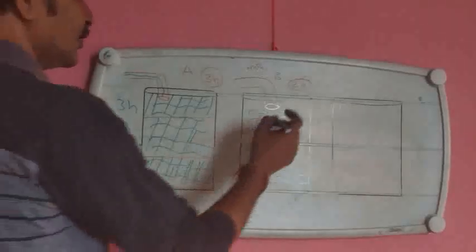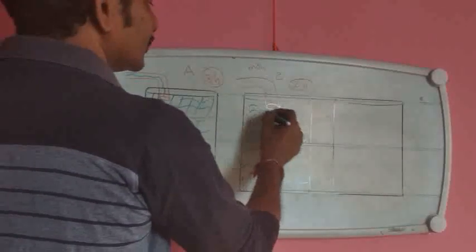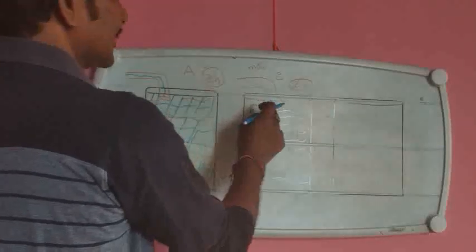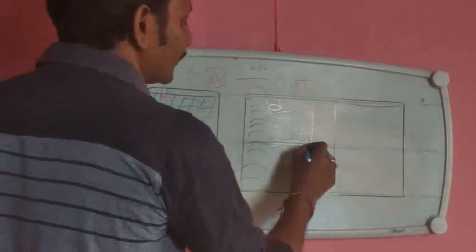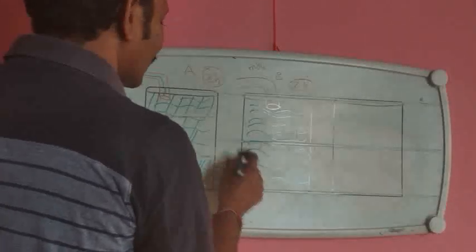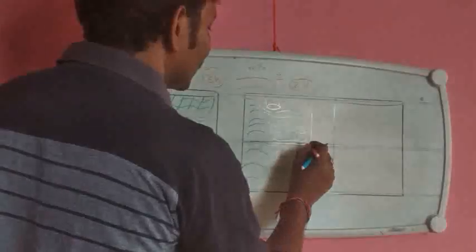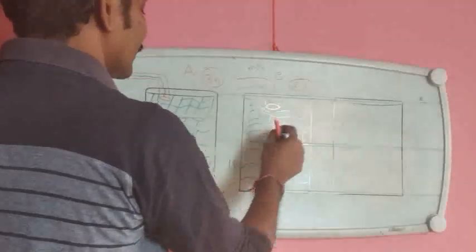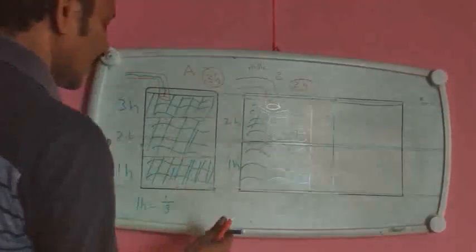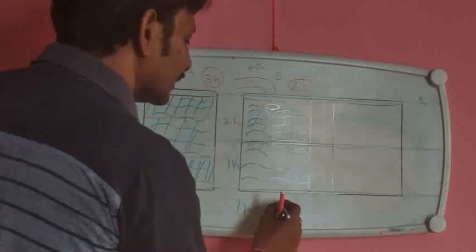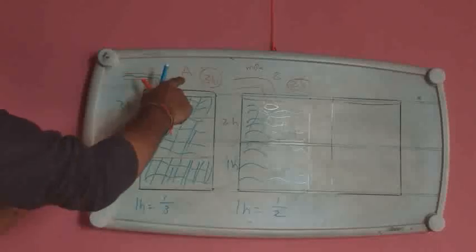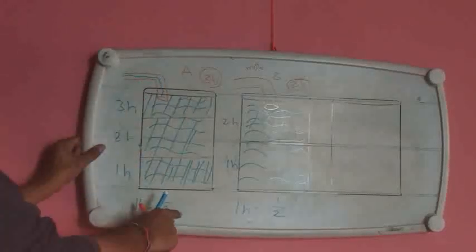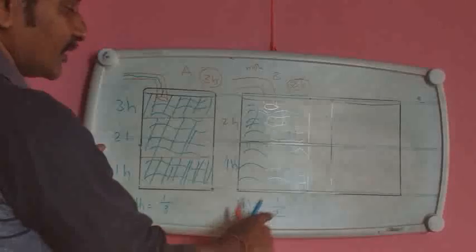Here the tank is filled in 2 hours. Why? Because the area of cross section is more than tap A. Equal amounts are filled in equal hours. In the first hour, the tank will be filled up to here. In the second hour, the tank will be filled up to here. My question is, in 1 hour, how much portion will be filled? So 1/2. So work done by A in 1 hour is 1/3, and work done by B in 1 hour is 1/2.